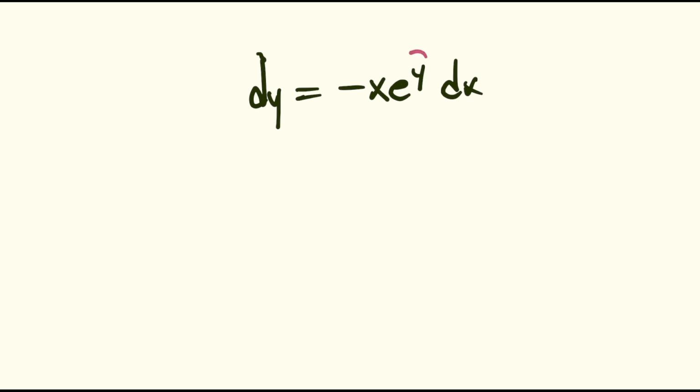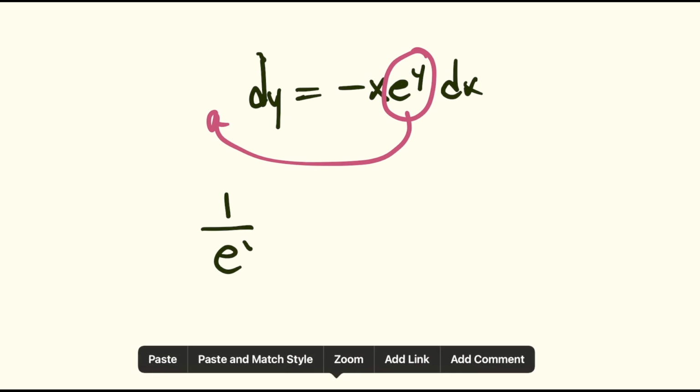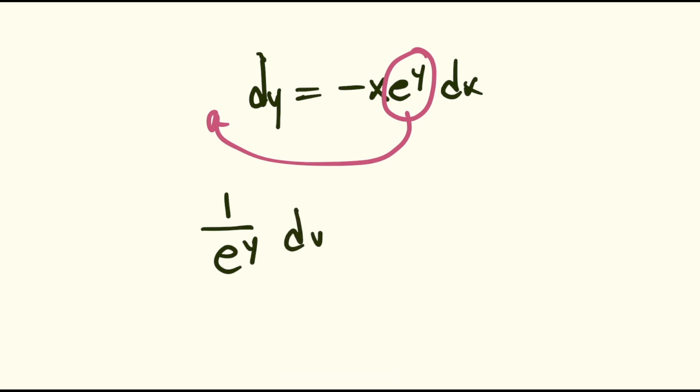And the next thing we are going to do is, you notice that we have a y stuck to this e. We are going to move this over to the left-hand side. So in this case, we'll have to divide by e to the y. dy over e to the y is equal to negative x dx. And I'm going to rewrite this one last time.